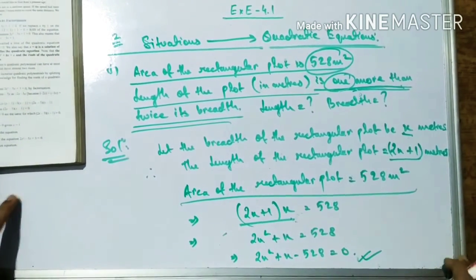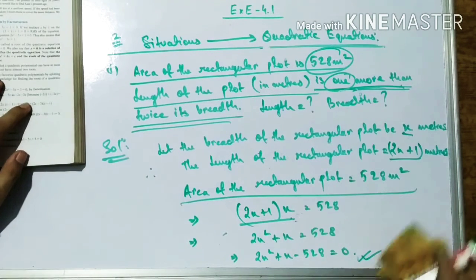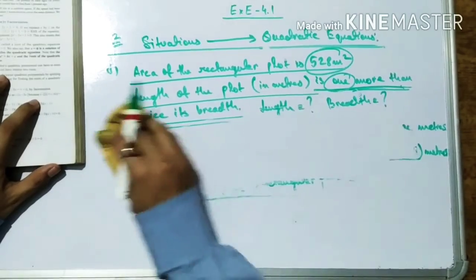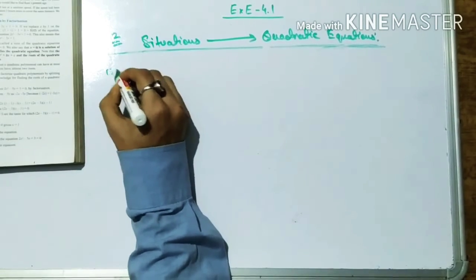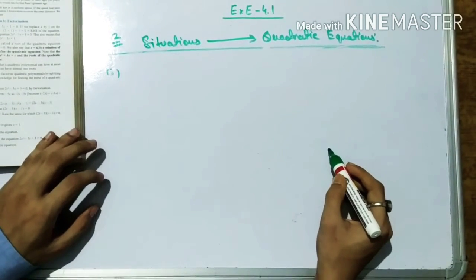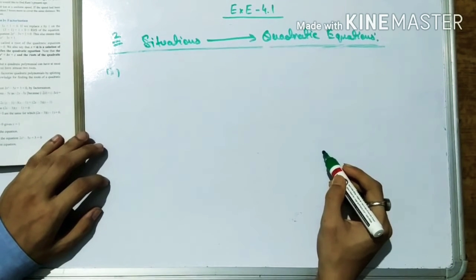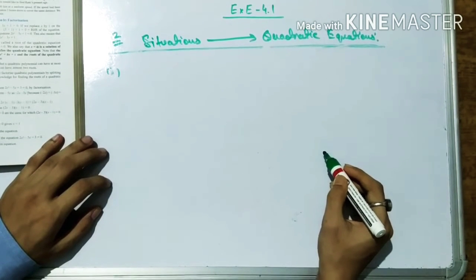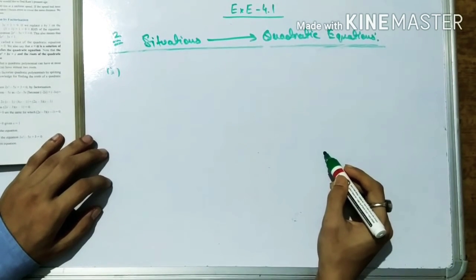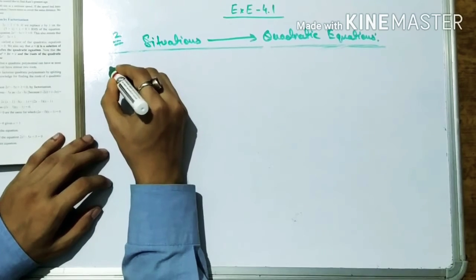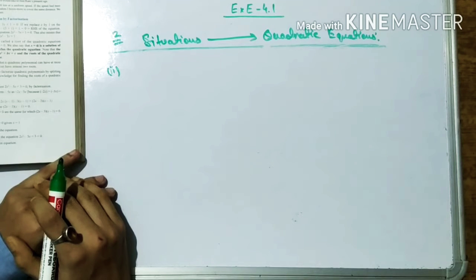Okay, so now I will go to type 2, number 2. Here you see, type 2 number 2 says that the product of two consecutive positive integers is 306. We need to find the integers. The product of two consecutive positive integers.